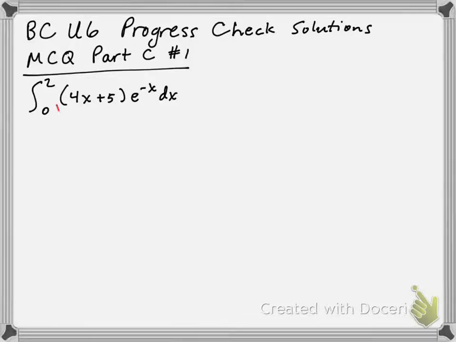When we see a polynomial and an exponential function within the same integrand, we really should be thinking about integration by parts. First, we always want to check u-substitution. If we let u equal negative x, then du is just negative 1, so no matter how we slice it, we're not going to be successful with a u-sub on this one. And we certainly don't have a formula for this, so we're going to try integration by parts.